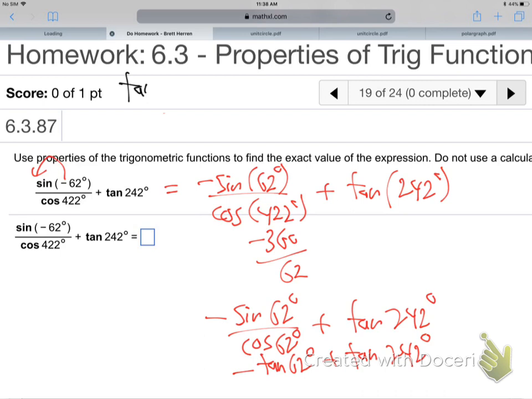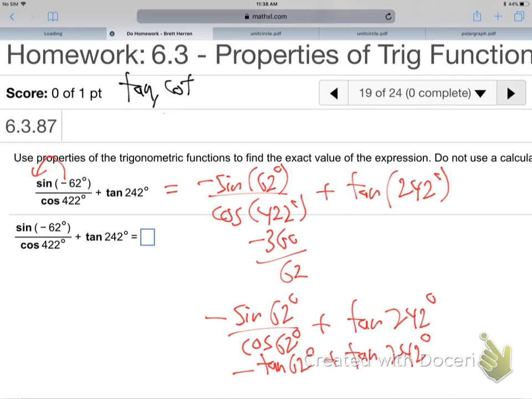Or you could just add them together and then divide by 2. Because if you add 242 minus 62, you get 180, and then you can find tan that way. You can't add angles that way. And tan of 180, no, that wouldn't be right. We can't just add two angles of two trig functions like that.